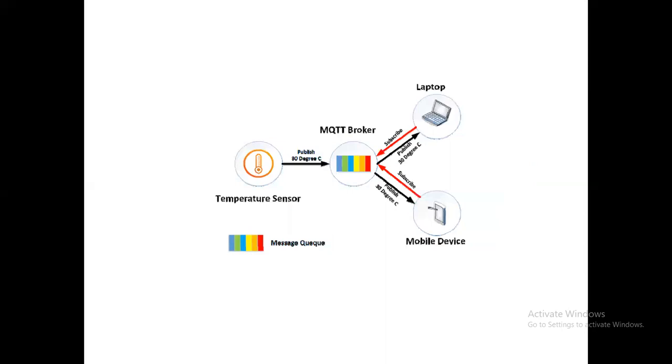If you relate this diagram, a temperature sensor is there. The data is transferred to the MQTT broker. Now this broker publishes the data to this laptop or a mobile device. The subscribers give instructions or information to the broker, and the broker is responsible for what kind of actions to take.